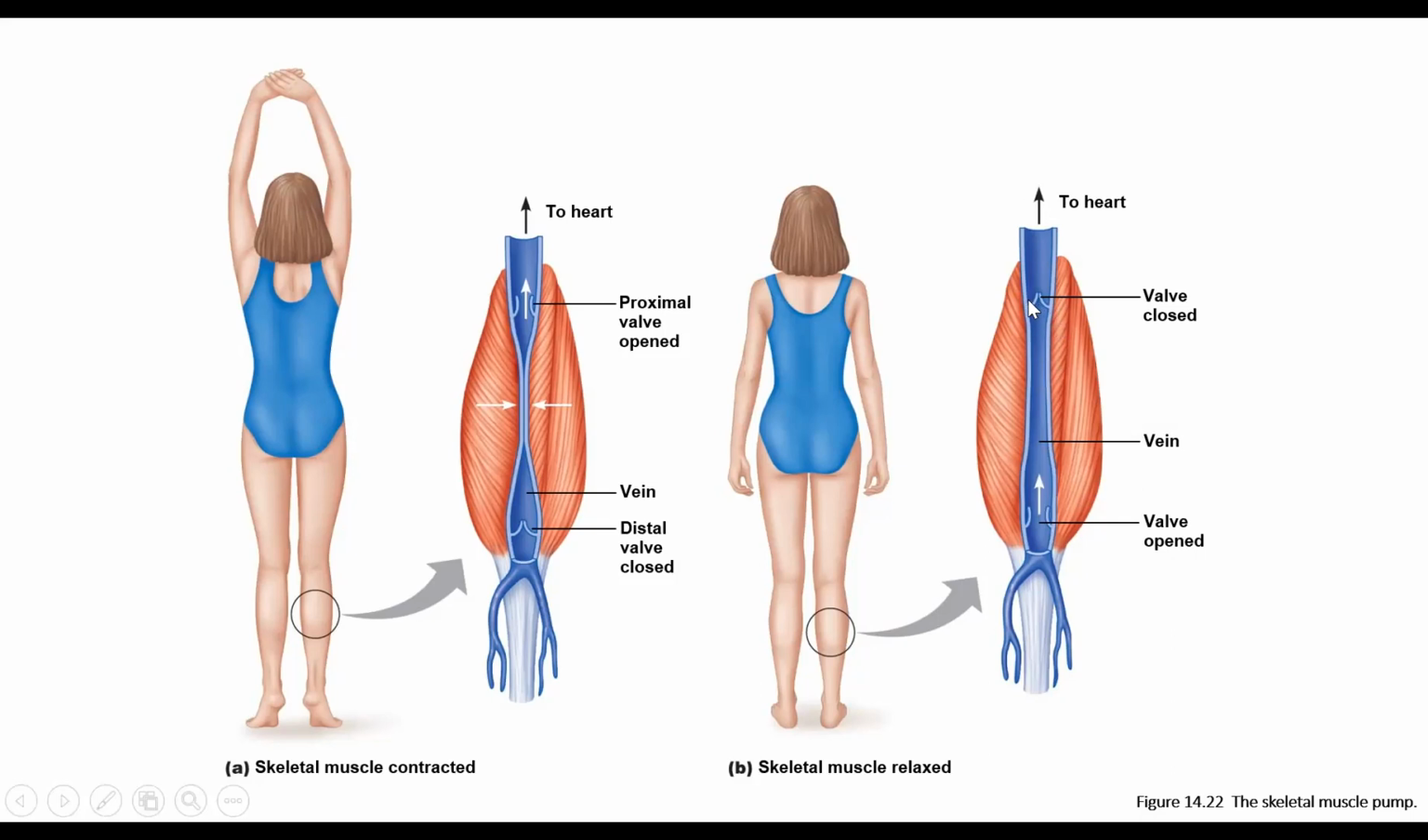It cannot do so because that valve is now closed. So we have the contraction and relaxation of the skeletal muscles coupled with the strategic location of valves that are working in concert with one another, and that helps the blood to move in one direction, okay? So when the muscle contracts, the proximal valve opens, the distal valve closes. When the muscle relaxes, the proximal valve closes, preventing that backflow, and the distal valve opens, allowing more blood to come into this region so it can then be guided towards the heart, okay?